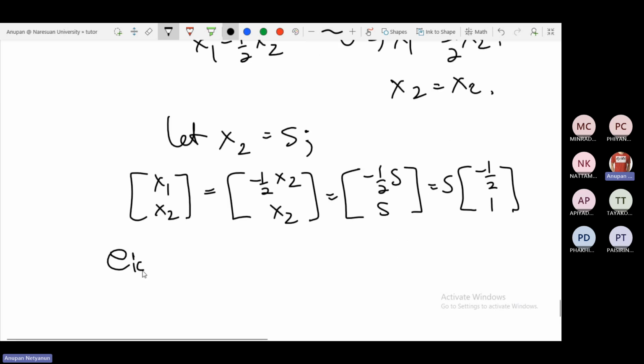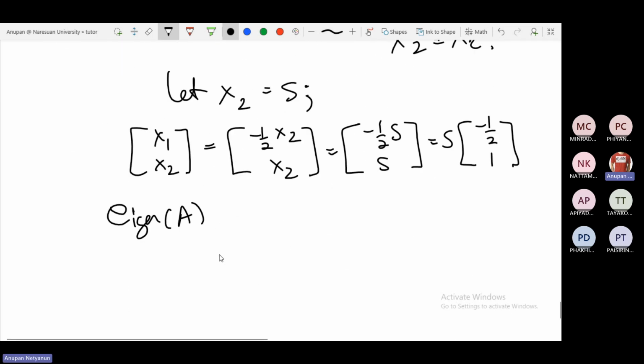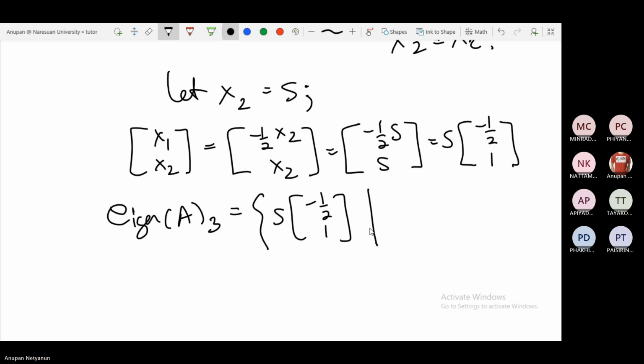So Eigen A of 3 is equal to the set in this form: constant s times the vector negative 1/2 and 1, where s is a real number. It can be any vector, so any multiple of that vector is true.